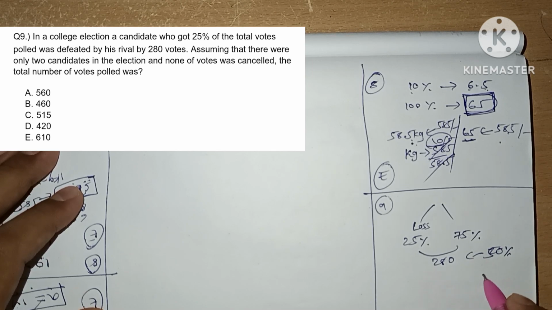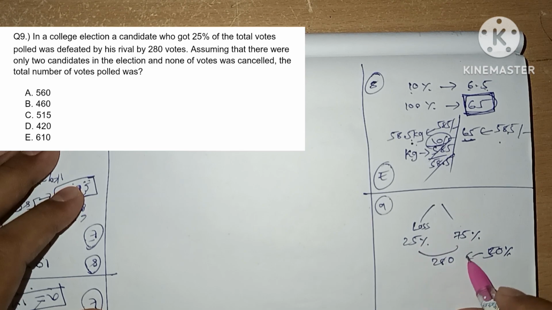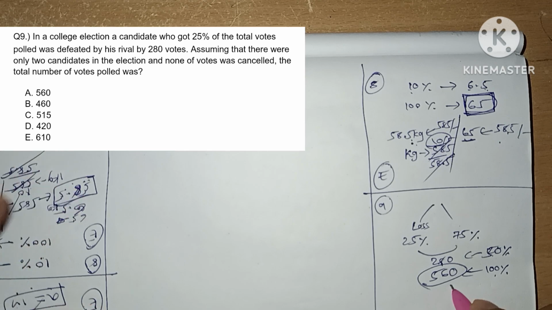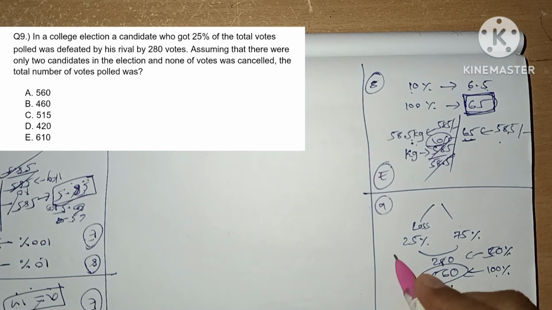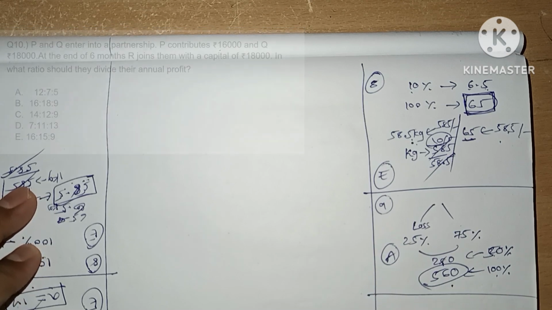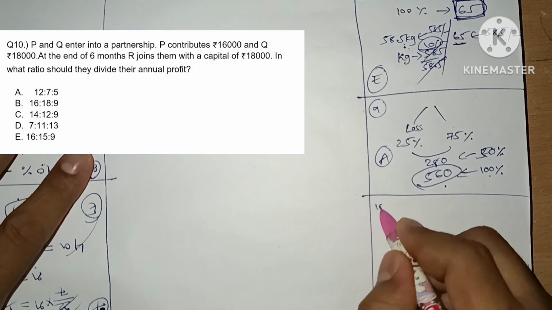Now the question asked is, assuming that there were only two candidates, okay, and none of the votes were cancelled, the total number of votes polled was, so talking about what is 100% of votes. Here we got a 50% value is 280, means 100% value will be 280 into 2, which will be 560. So this is our answer. So the answer will be option A. So option A is the answer for the 9th question. Let's see question number 10.